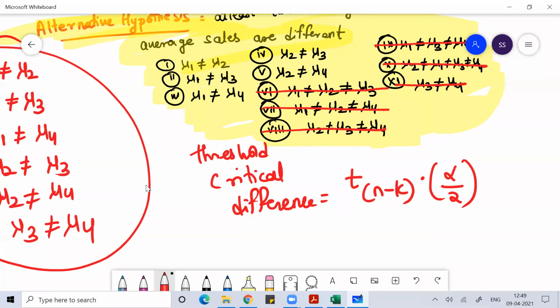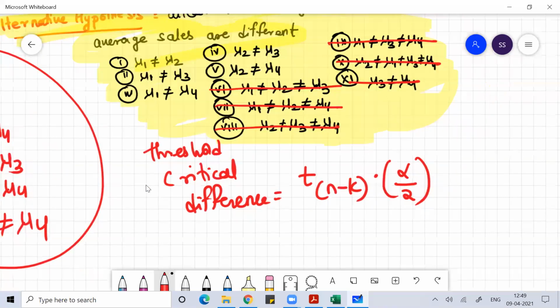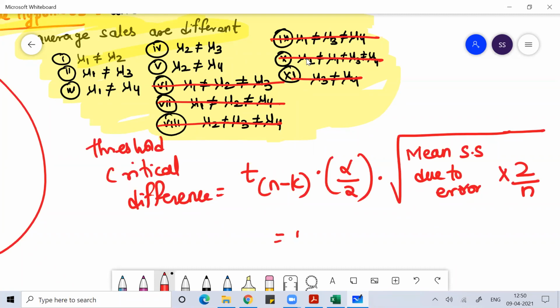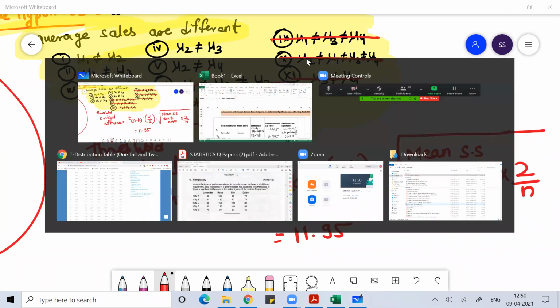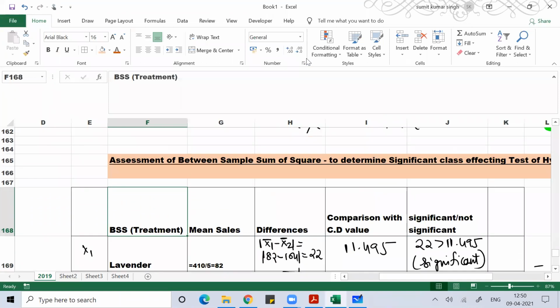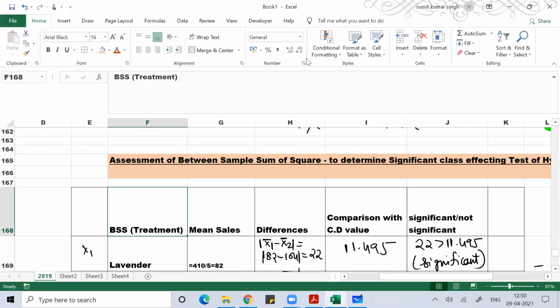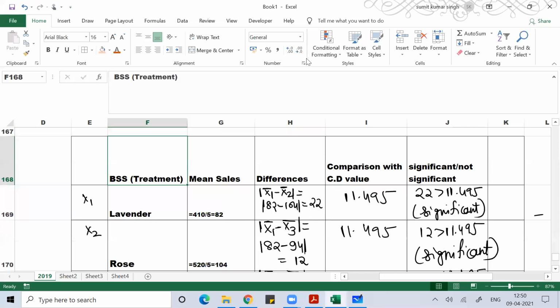That table you will get, in that the value you get, you multiply with the value you'll find, the mean sum of square due to error. So this value into 2 by n. This value what we get, we call the threshold critical value, and we got around 11.495. This value now we are comparing under different criteria.